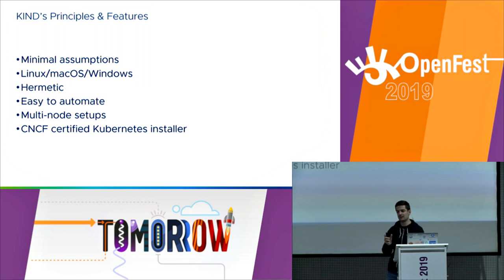Kind is also designed to be hermetic. This means that your testing environment is relatively isolated from the surrounding environment, so you don't get your tests failing because of some outside mess. Kind is also designed to be easy to automate. It has a quite good command line interface, which is easy to use. It has a nice config file format, so you can have different sets of configurations for your tests. And it can also be consumed as a Golang library, so you can vendor this inside of your Golang tests and, for example, use Ginkgo to spin up Kubernetes clusters per test case.